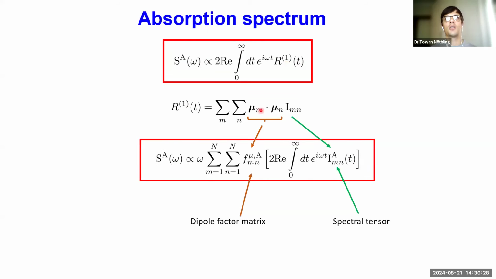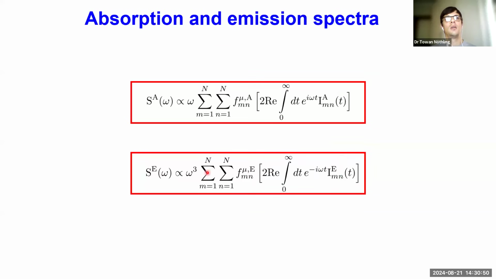Like I said, the response function has these two contributions, and so too does the absorption spectrum. The first contribution is the dipole factor matrix, and the second contribution comes from the spectral tensor. We will discuss these terms independently, the dipole factor matrix and the spectral tensor. We can also calculate with a similar expression the emission tensor, the fluorescence tensor. I will not spend much time on this expression since we have already so much to discuss.